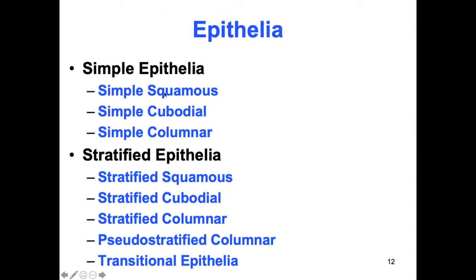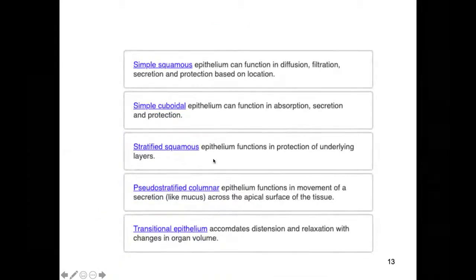So under simple epithelium, there's simple squamous, simple cuboidal, simple columnar. And under stratified epithelium, there's stratified squamous, stratified cuboidal, stratified columnar, pseudostratified columnar, and then our transitional epithelium.